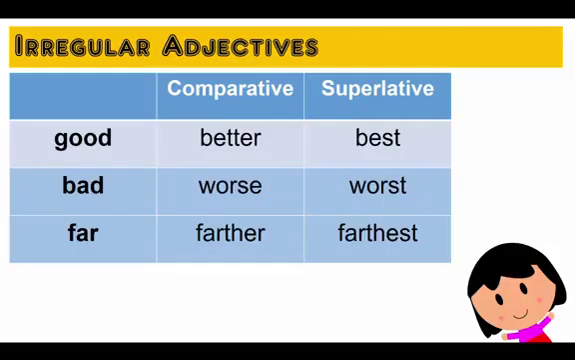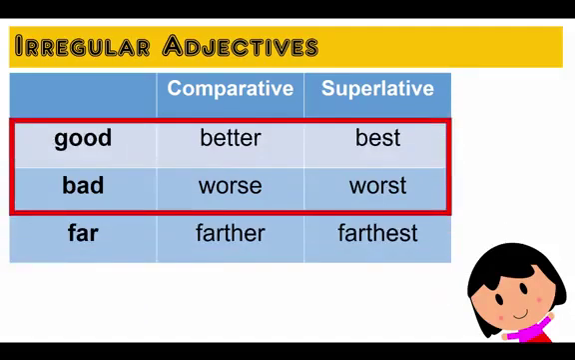Oh, and there's one more thing. Yes, there are such things as irregular adjectives, good and bad. Instead of adding er, est, more or less, good becomes better and best. Bad becomes worse and worst.